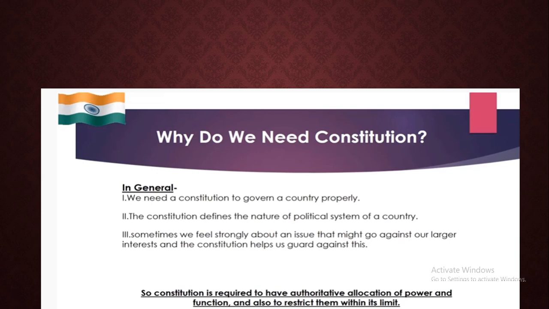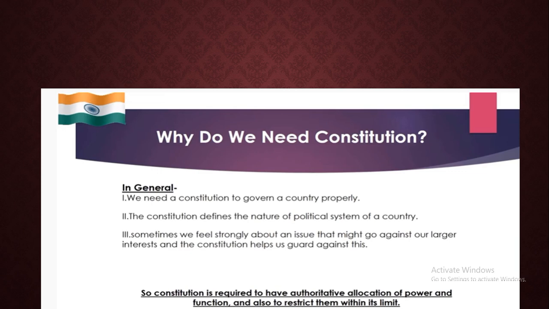The second part is that the constitution defines the nature of the political system of a country. For instance, when we read the Constitution of India, we understand that it seeks to make India a parliamentary form of government, as we see in the preamble. Also, it talks about sovereignty. So the Constitution defines the nature of the political system of a country.